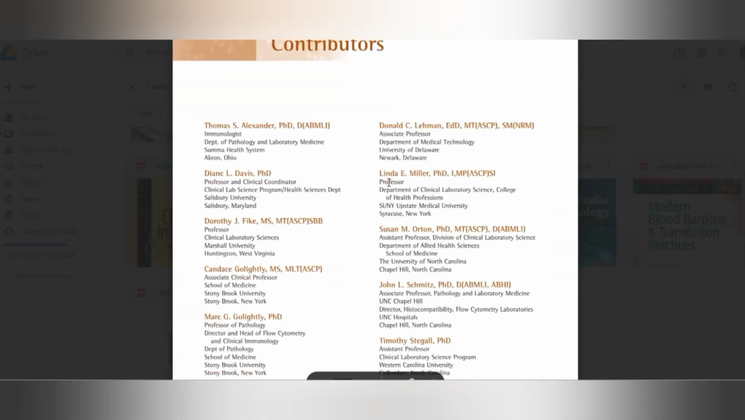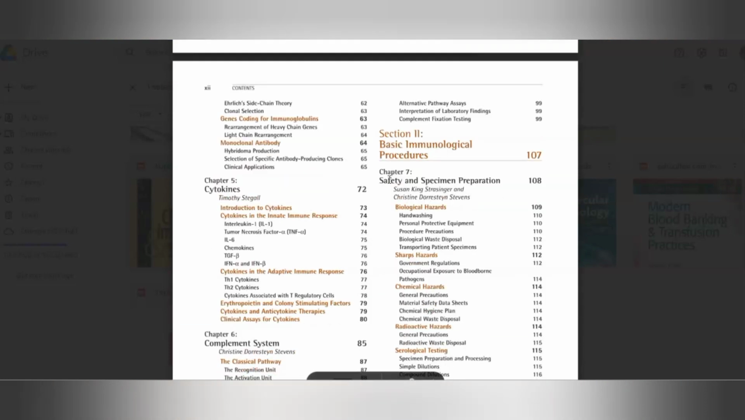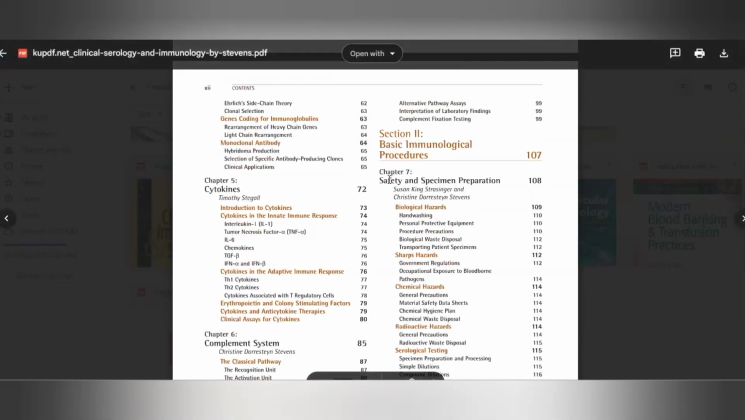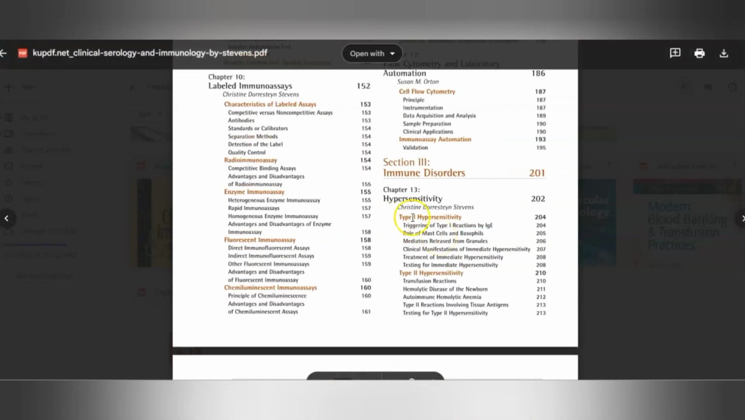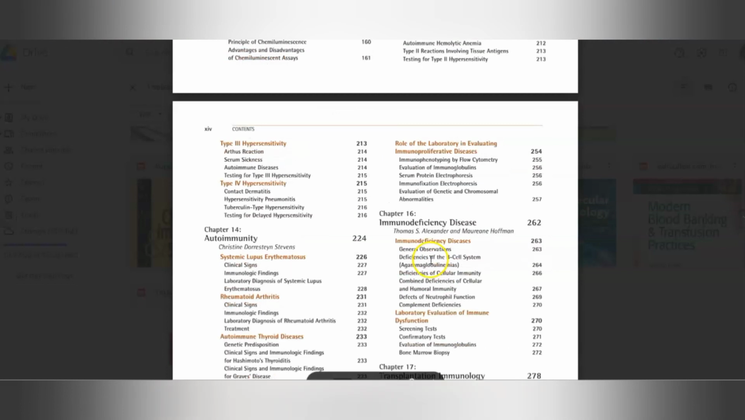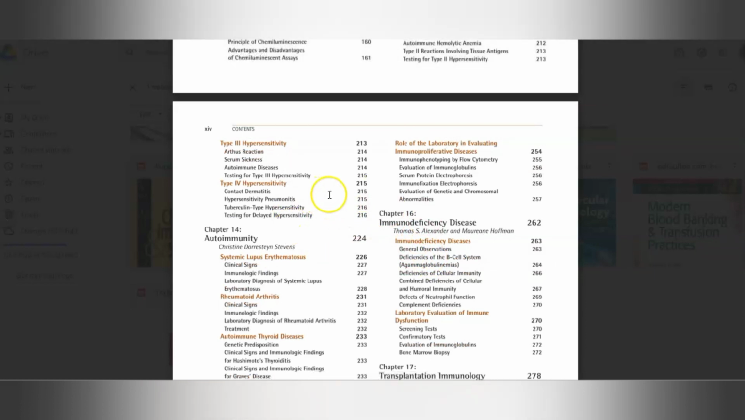It has everything you need to know about immunology and serology, everything you need to know about autoimmune diseases, serological examination, and the systems that are affected by autoimmunities. Like now we have immune disorders here on page 201. This one will explain the types of hypersensitivity reactions. These are mostly examinable. They might give you a case study of a hypersensitivity reaction and tell you to classify it, whether it's type 1, 2, or 3.